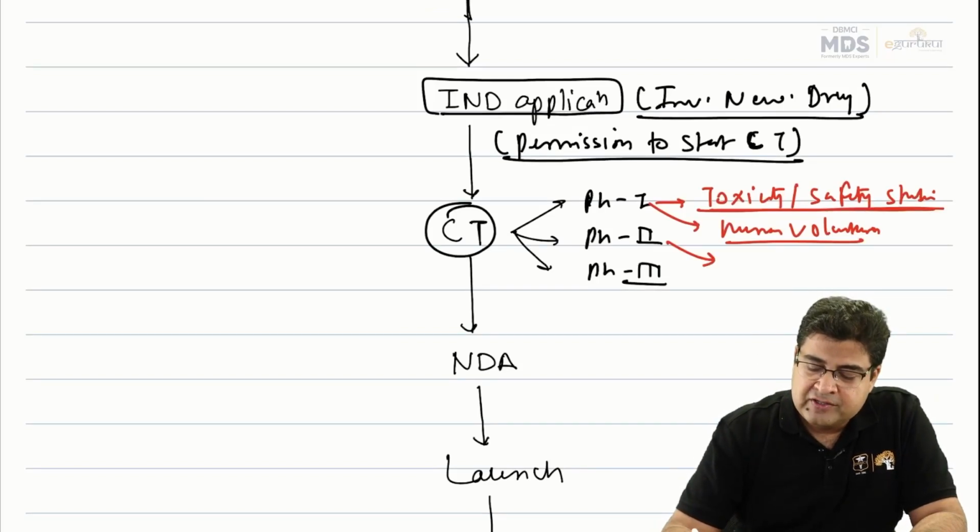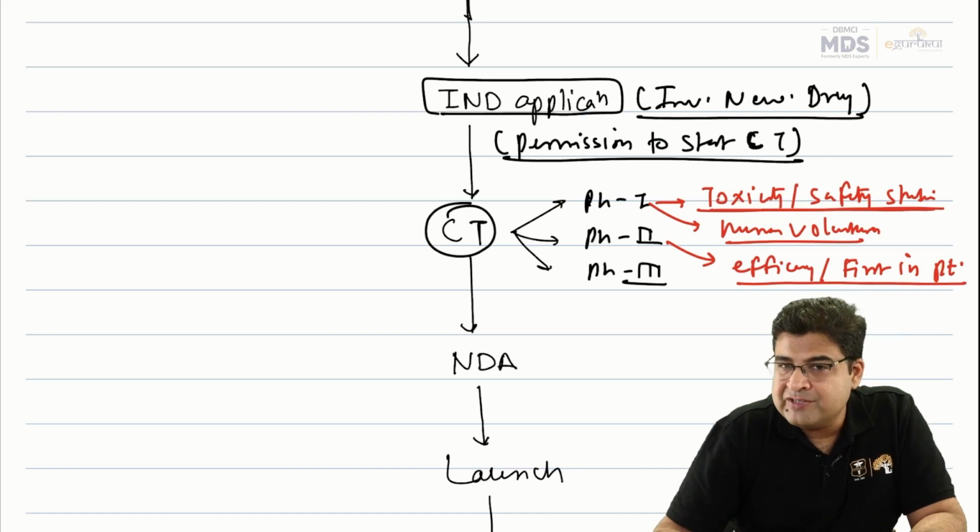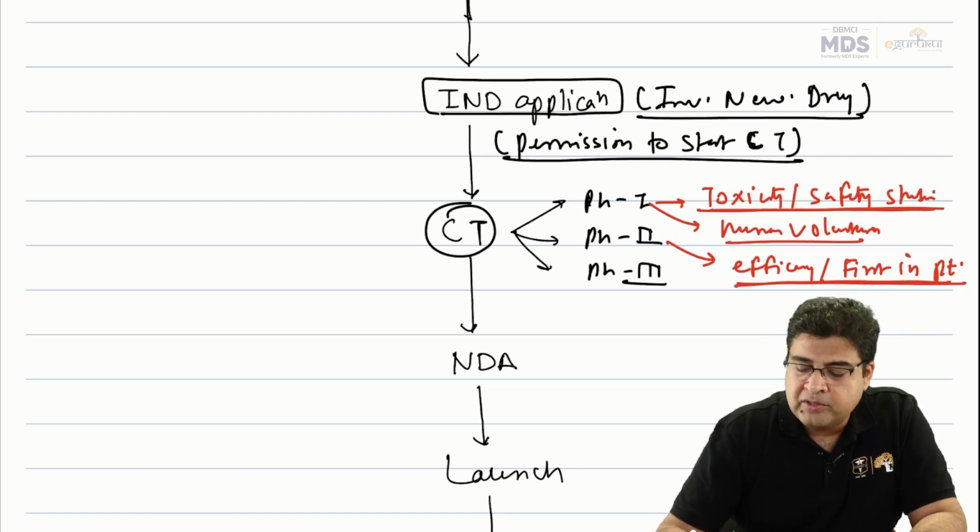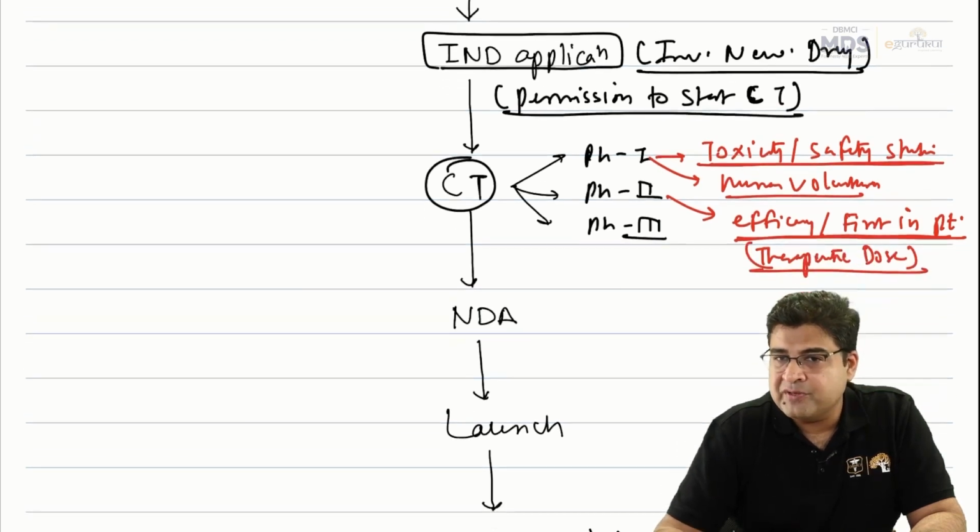Now, phase 2 is known as efficacy studies. This is also known as first in patient trial, because the first time the drug is given to patients is in phase 2, and we come to know about the medicine's therapeutic dose. So the first time the drug is given to the patient, we calculate the therapeutic dose of the medicine in phase 2.